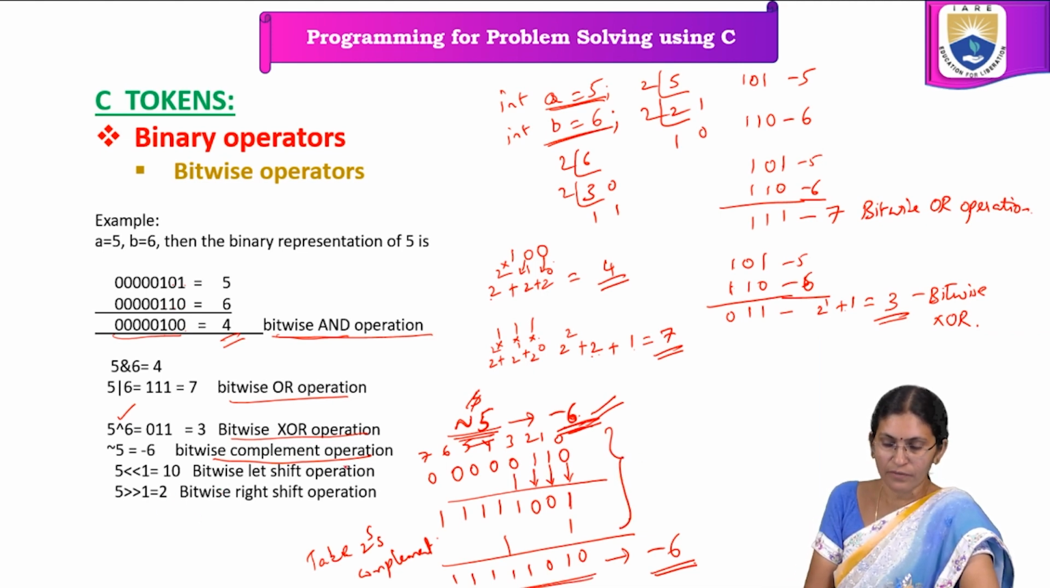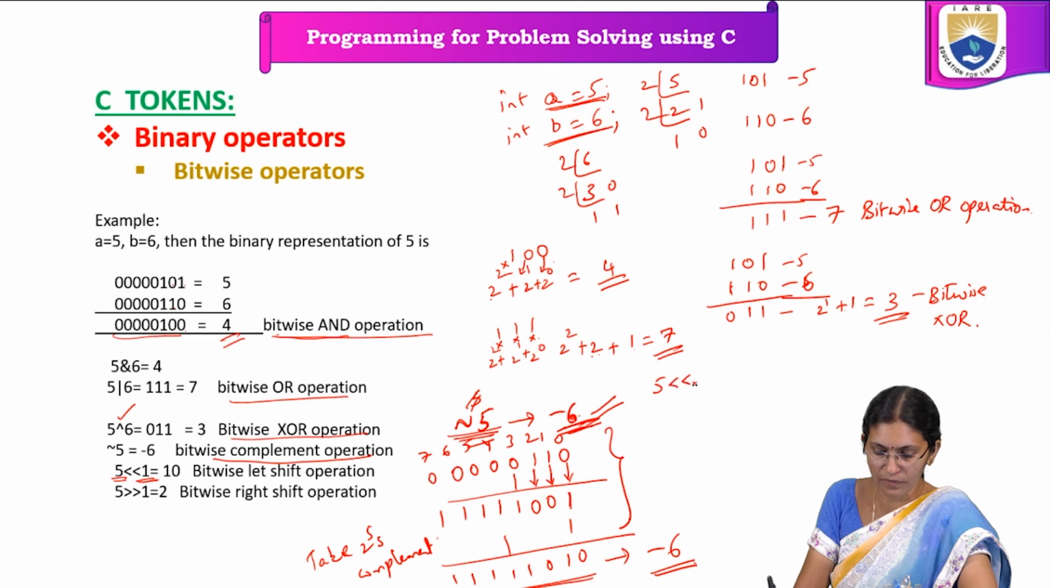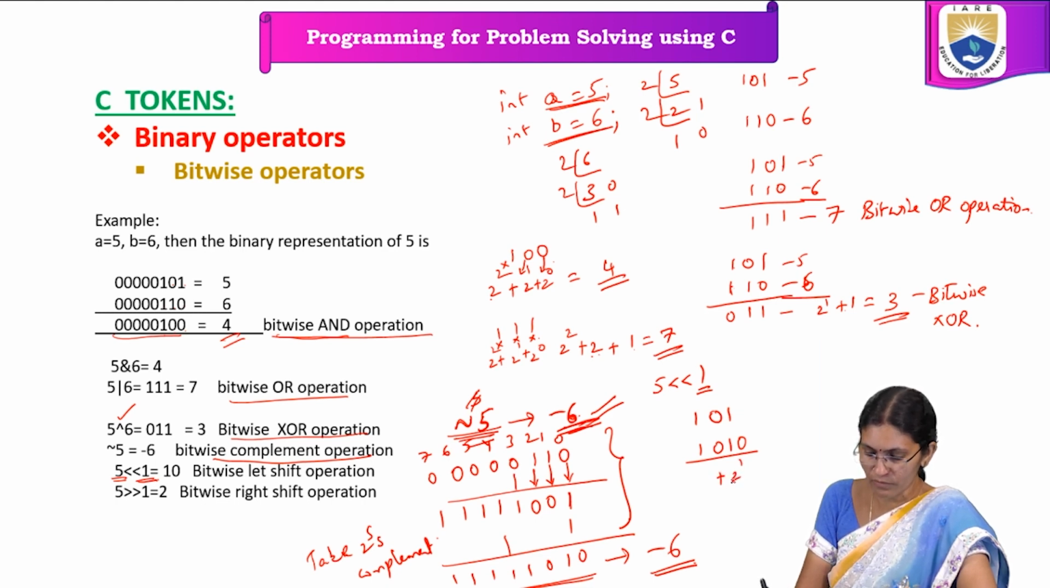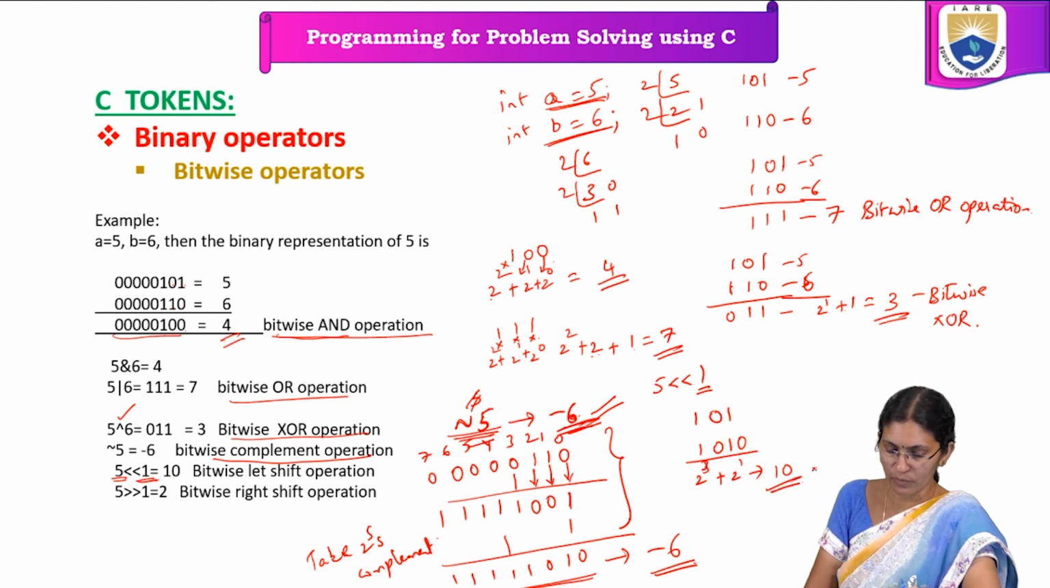Next is the bitwise left shift operator. This indicates the number of bits a particular variable or value is shifted. Here, 5 left shift 1 means 5 is shifted to the left by 1 bit. The binary representation of 5 is 101. When it is shifted to the left by 1 bit, it will be 1010. The decimal representation of this will be 2 power 1 plus 2 power 3, which is equal to 2 plus 8, that is 10.